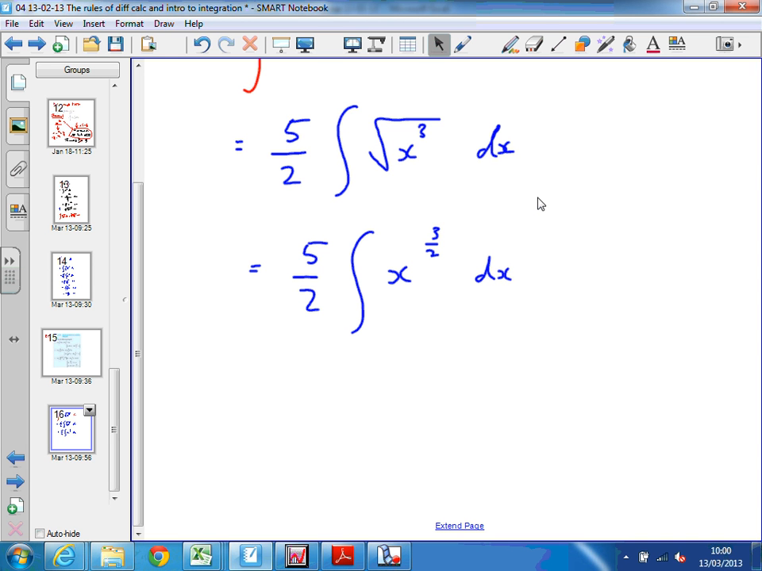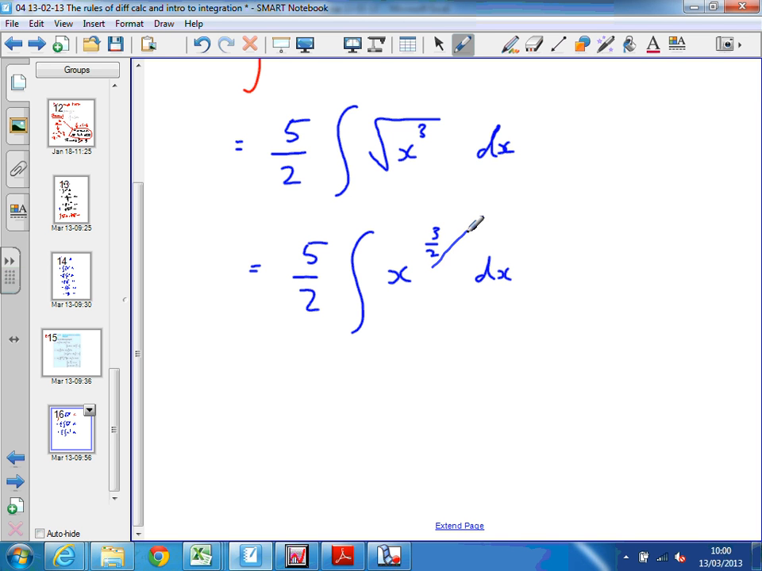Organize this function I'm trying to integrate so I get it to a form where it's easy to apply the rule. Now, as soon as I see something like this, x raised to some power, it's that asterisk rule that we had in words which says add 1 to the power, there's the power, and divide by the new power. That's all you do.